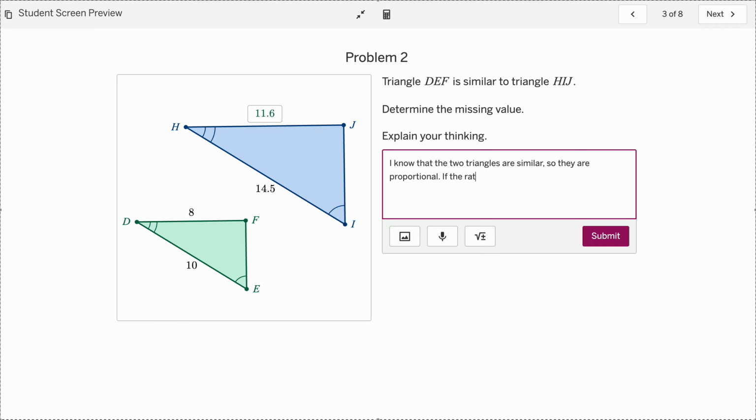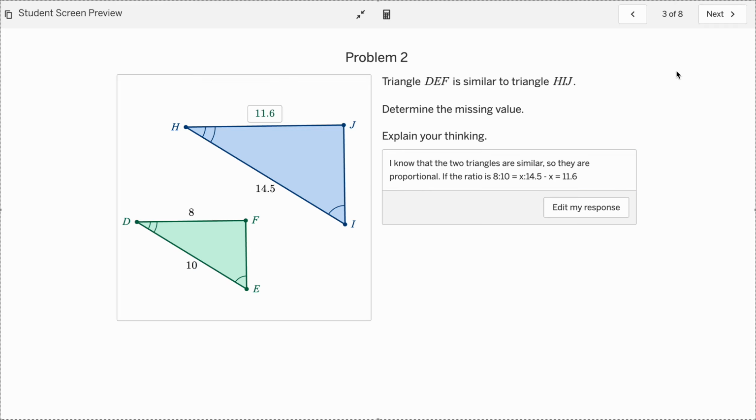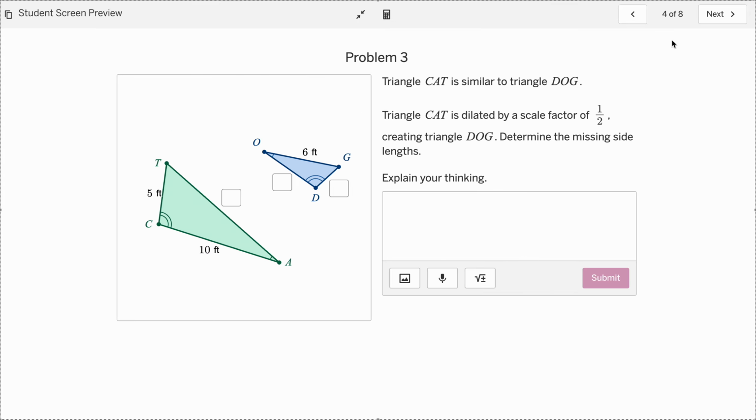If the ratio is 8 to 10, that's going to be equal to something to 14.5. Something times 10 is 14.5. That same something times 8 is going to be x. I then know that x equals 11.6. I figured out that 8 times 1 1/4 is 10, so something times 1 1/4 is 14.5. That something is going to be 11.6. Just another way to explain it.